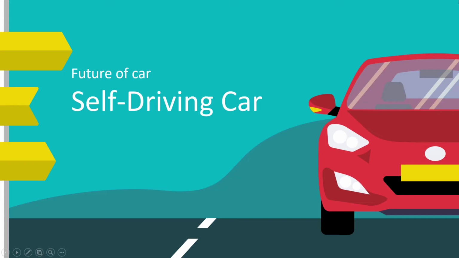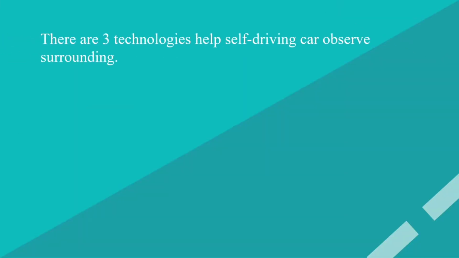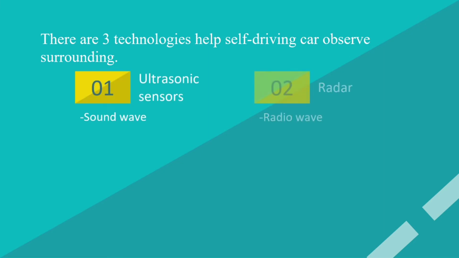Future of cars, self-driving car. Cars today already include many semi-autonomous features like assistant parking and self-braking system, and completely autonomous vehicles which are able to operate without human control are rapidly becoming more of a reality. So what makes self-driving cars see? There are three technologies that help self-driving cars observe the surroundings: ultrasonic sensor, radar, and LiDAR.